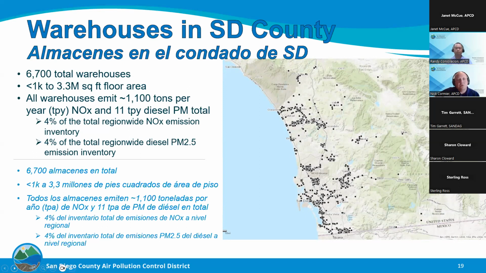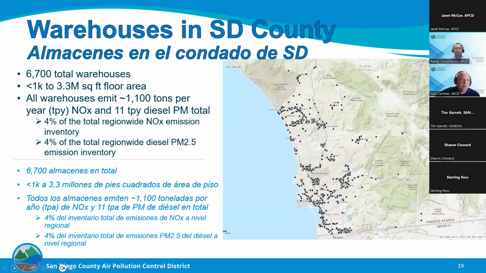This map shows the locations of the approximately 6,700 warehouses located throughout San Diego County, ranging in size from less than 1,000 to 3.3 million square feet. It's important to note that not all of these warehouses may be involved in activities that result in indirect source emissions, something the district would need to further refine as part of the emission reduction strategy development process.